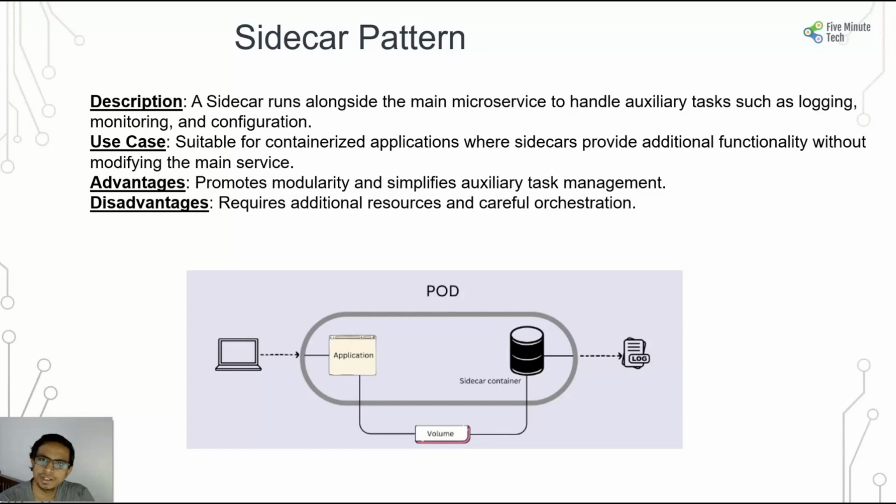The sidecar pattern runs alongside the main microservice to handle auxiliary tasks such as logging, monitoring and configuration, something which we saw in our implementation for the logging. Suitable for containerized applications where the sidecar provides additional functionalities without modifying the main service. Advantages are that it promotes modularity and simplifies auxiliary task management. The disadvantage is that it requires additional resources and careful orchestration.